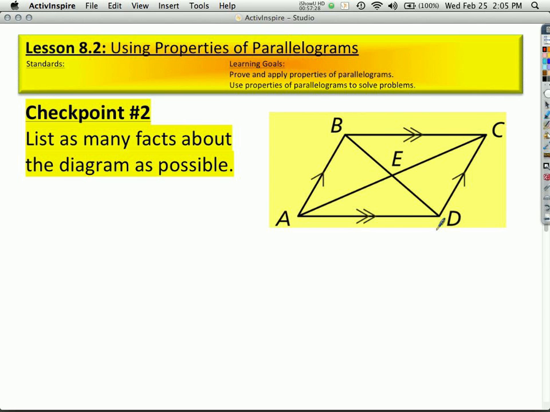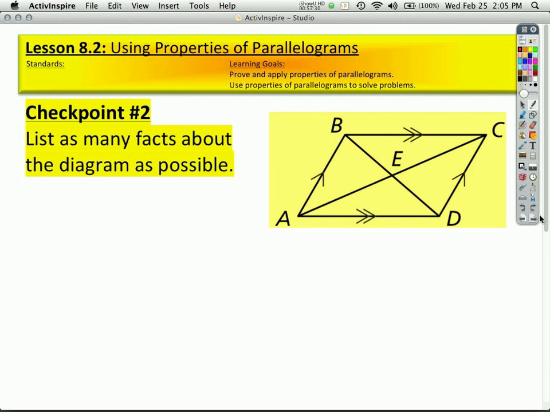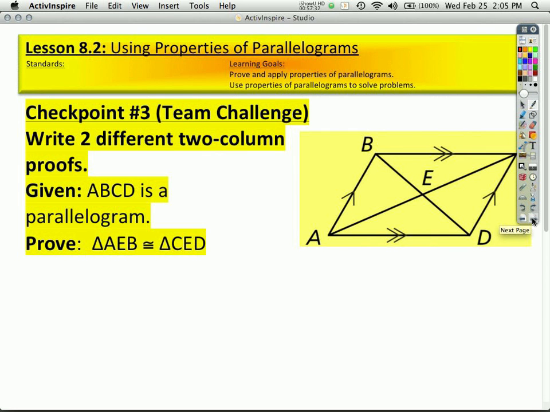Okay, so checkpoint number 3, we go to team challenge, and we're doing it a little bit differently. You're going to have to rely on your teammates to help you along because it's a little too much to do for one person. You are going to write 2 different 2-column proofs, which means you need 2 different paths of logic. The previous checkpoint was actually the same checkpoint, but I did it in 2 steps.